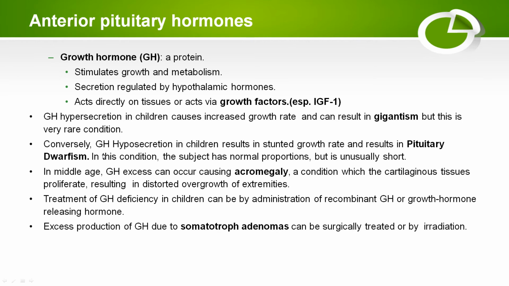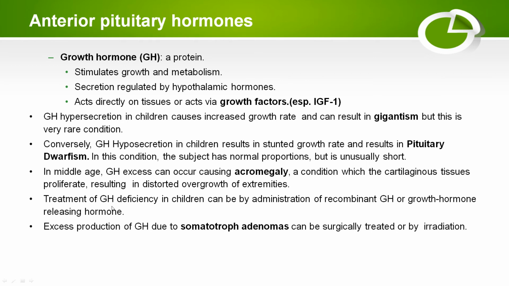Conversely, growth hormone deficiency in children results in stunted growth and pituitary dwarfism. In middle age, growth hormone excess can occur, causing acromegaly. Acromegaly is an extension of gigantism. It is a condition in which the cartilaginous tissue proliferates, resulting in distorted overgrowth of extremities.